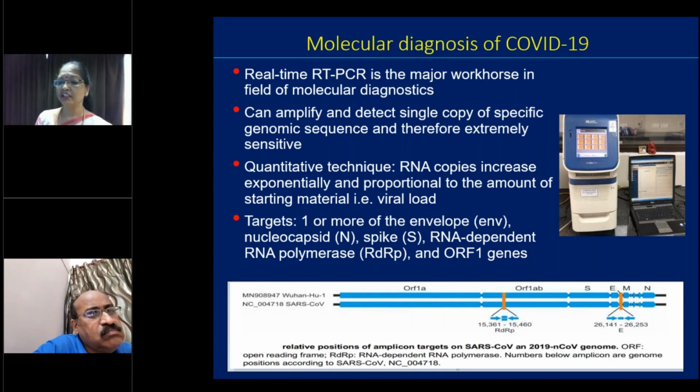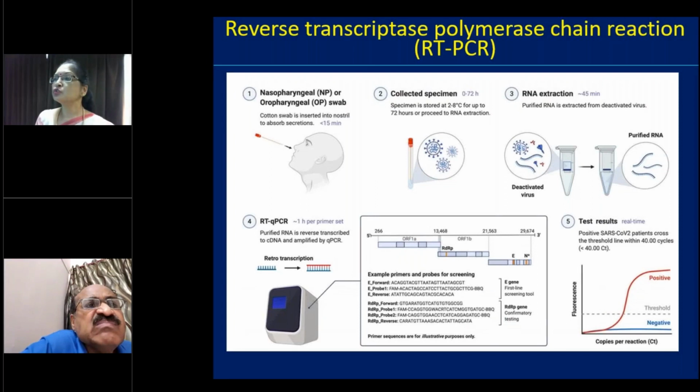It is a quantitative technique, and RNA copies increase exponentially, proportional to the amount of starting material, that is the initial viral load. And various targets, as I've told you, that is the envelope or nucleocapsid or spike or RNA-dependent RNA polymerase and ORF gene in the various kits that we get. Usually kits target 2 to 3 genes, depending on the kit, but a minimum of 2 is preferred. So this is in brief about the method.